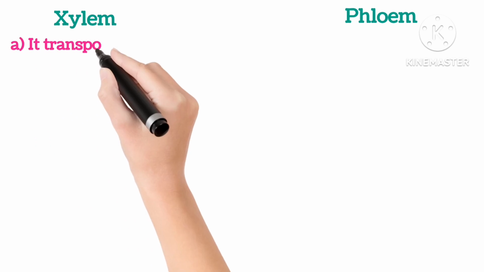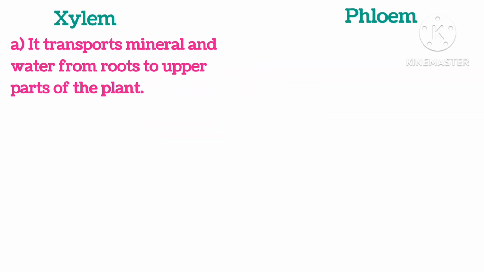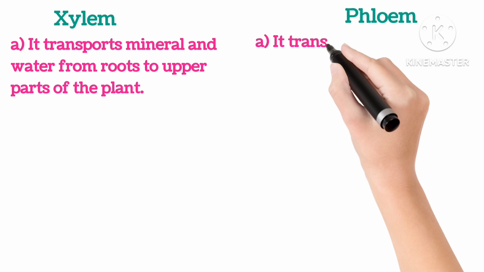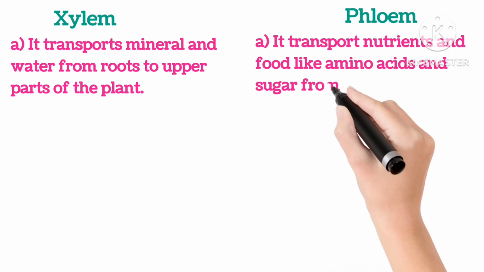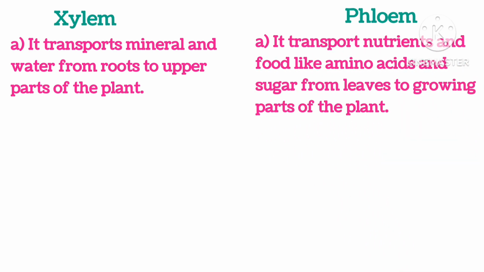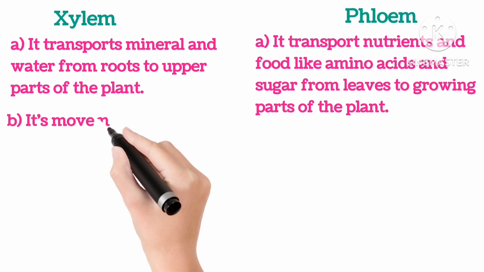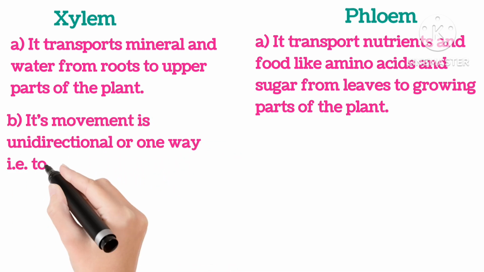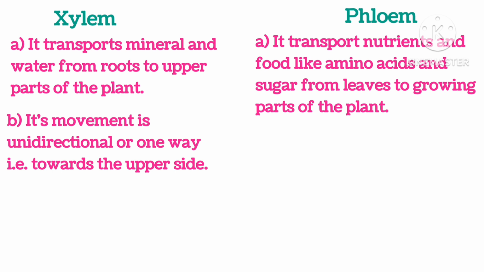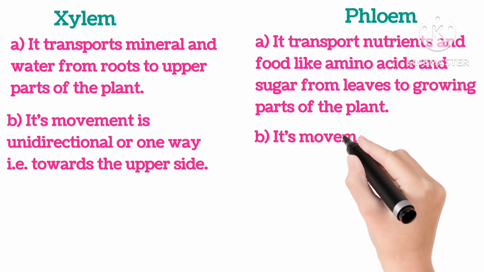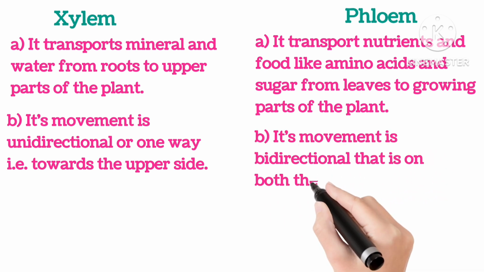The difference between xylem and phloem is as follows. Xylem transports minerals and water from roots to upper part of the plant. Phloem transports nutrients and food like amino acid sugar from leaves to the growing part of the plant. In xylem, movement is unidirectional or one way towards the upper side. In phloem, it's bidirectional, that is on both the sides.